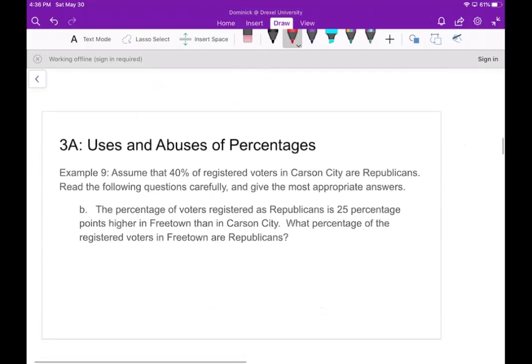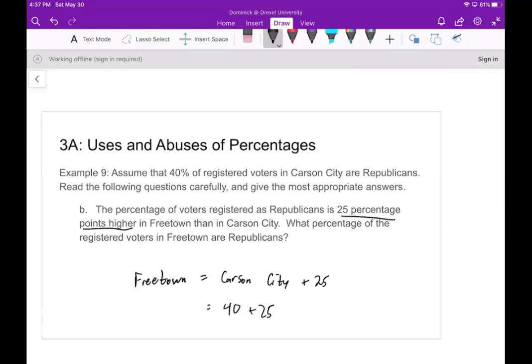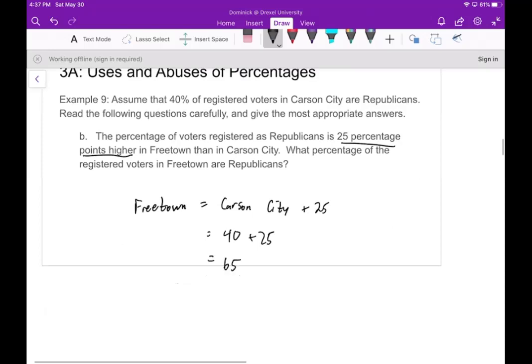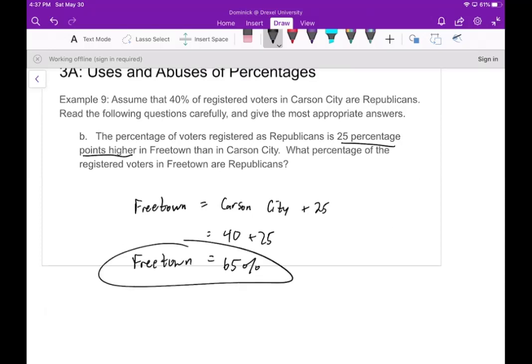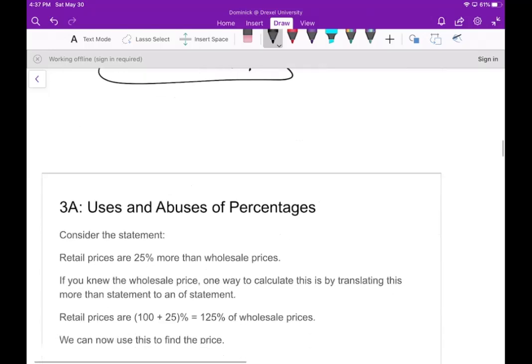Okay, now let's look at part B. Now in part B, we're wording it the other way. Now it's 25 percentage points higher. Okay, so now in Freetown, this time I'm just taking Carson City and I need to add 25 percentage points to it. So it's 40 plus 25, which is 65%, since it was discussed in percentage points. So you just have to be a little bit careful there. Okay.